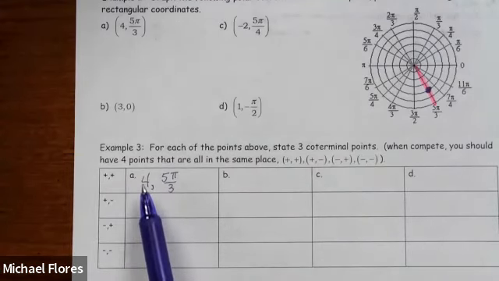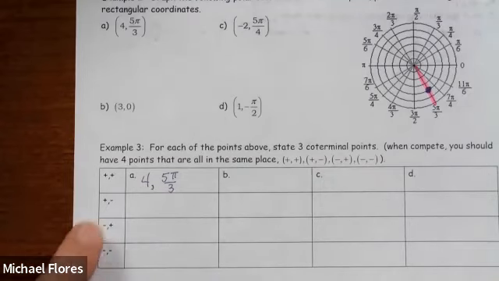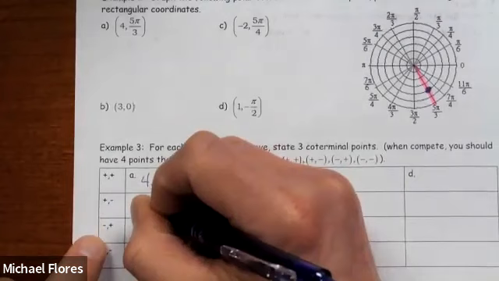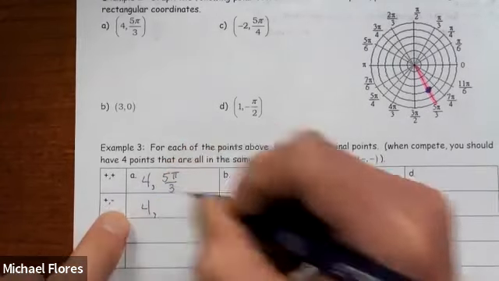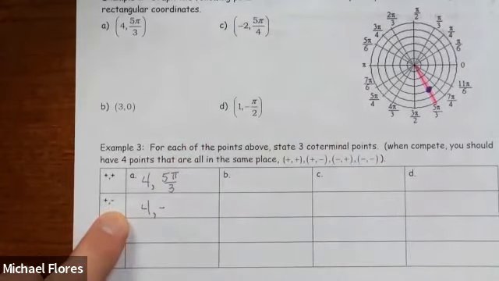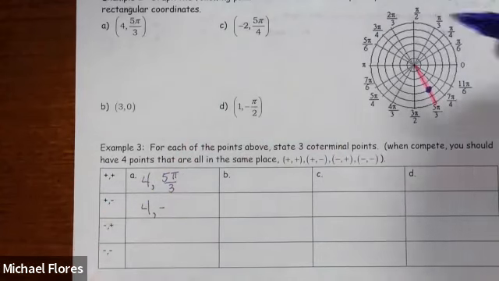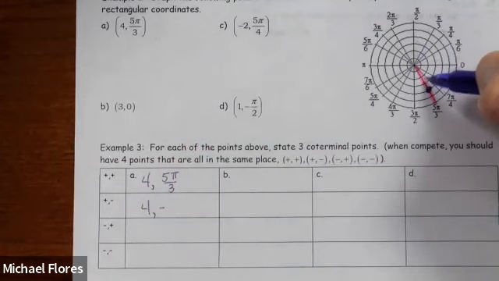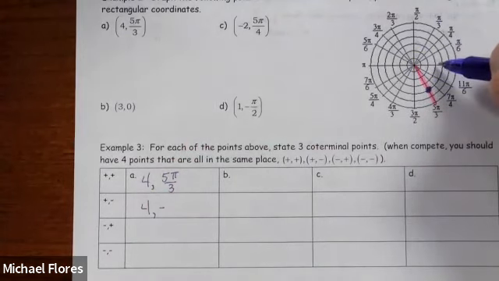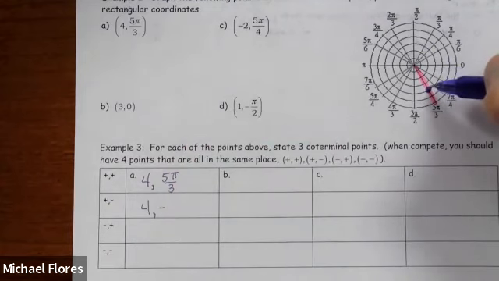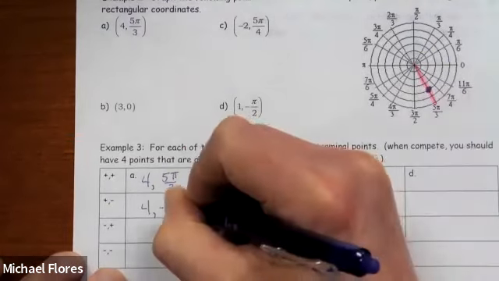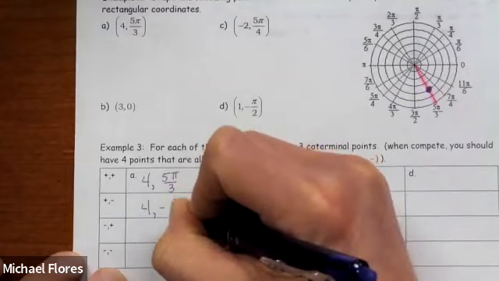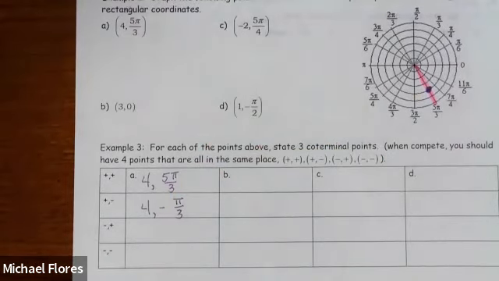This is the polar point it gave us, 4 comma 5 pi over 3. Both of those are positive. The next one they want is for your radius to be positive and your radian to be negative. Remember, 5 pi over 3 is a rotation this direction, and then we get to that terminal ray. If we go in a negative direction and stop at that terminal ray, that is a negative rotation of pi over 3. So negative pi over 3 would get us to the exact same point.